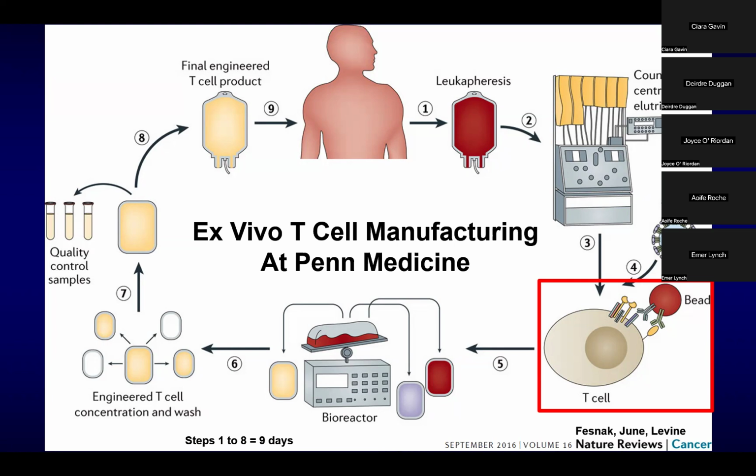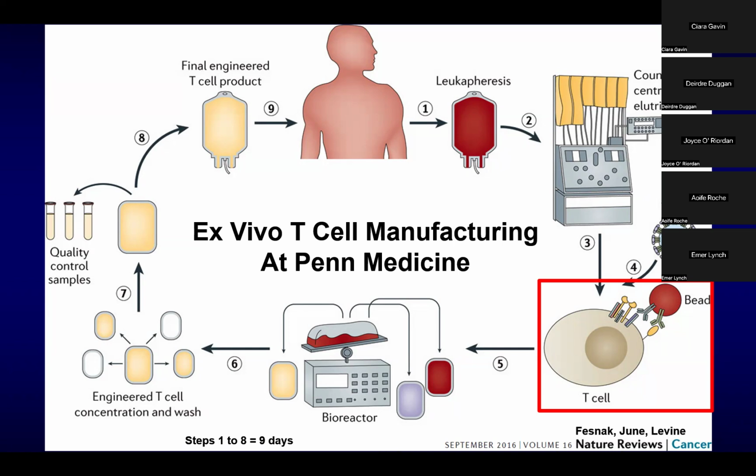At the end of that 9 days, we remove samples for quality control testing to address safety, purity, potency, and identity. Once that testing is performed and quality assurance reviews, we can release the product that had been cryopreserved at formulation. So because T cells can be cryopreserved upon collection and the final product, the manufacturing can occur anywhere in the world.